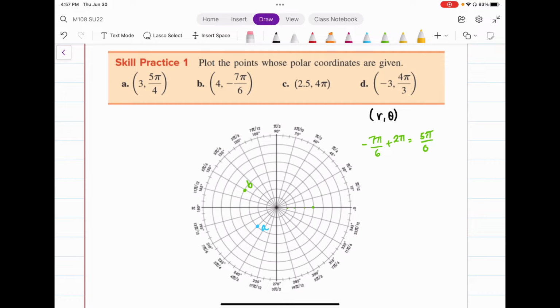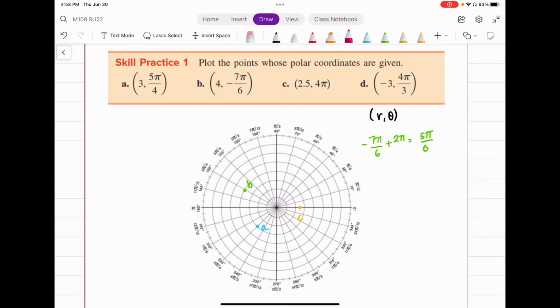Part C has an r value of 2.5 with an angle of 4 pi. Remember, 1 full revolution is 2 pi, so 4 pi is going to be 2 complete revolutions, and it's going to be back on the polar axis at 2.5, so right in the middle between 2 and 3, and it stays right there on what would be the positive x-axis or the polar axis because it is at 4 pi, so 2 full revolutions.